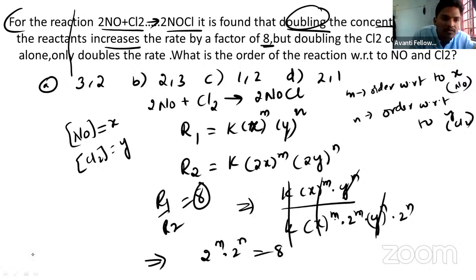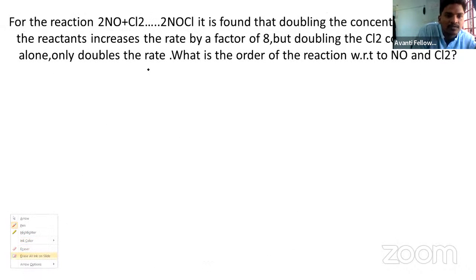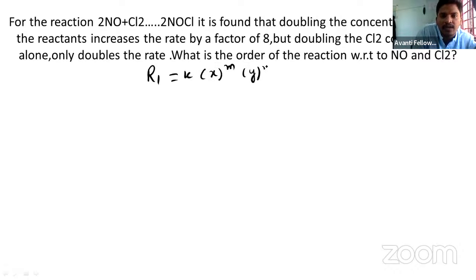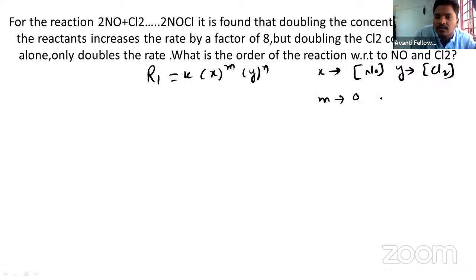I'm so sorry, I think I have written it wrong. Let me explain again. R1 is equal to K into X to the power m into Y to the power n, where X is nothing but the concentration of NO, and Y is nothing but the concentration of Cl2, and m is nothing but the order with respect to NO, and n is nothing but the order with respect to Cl2.